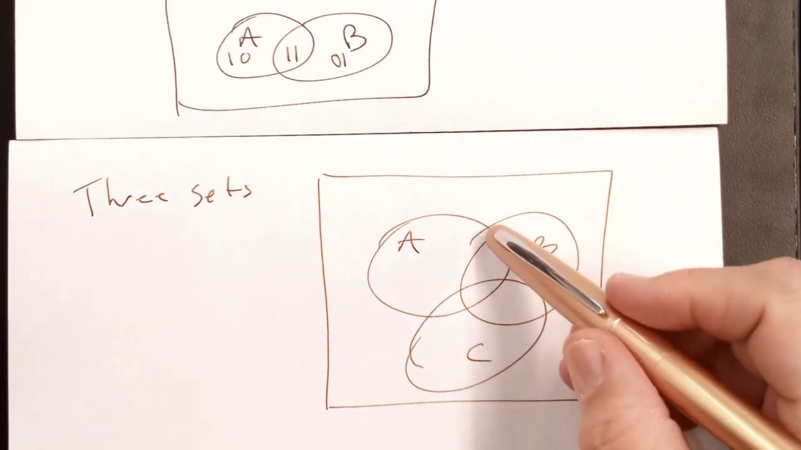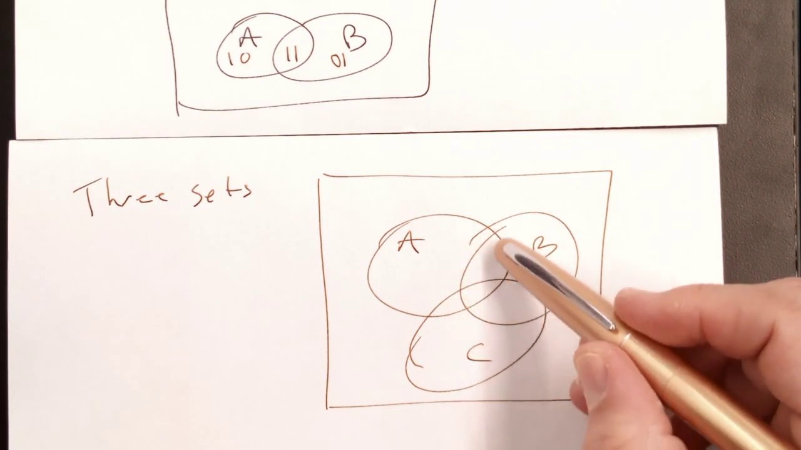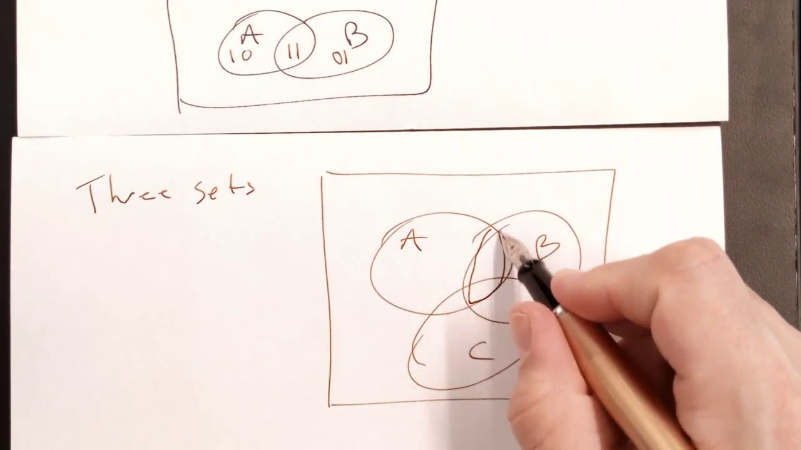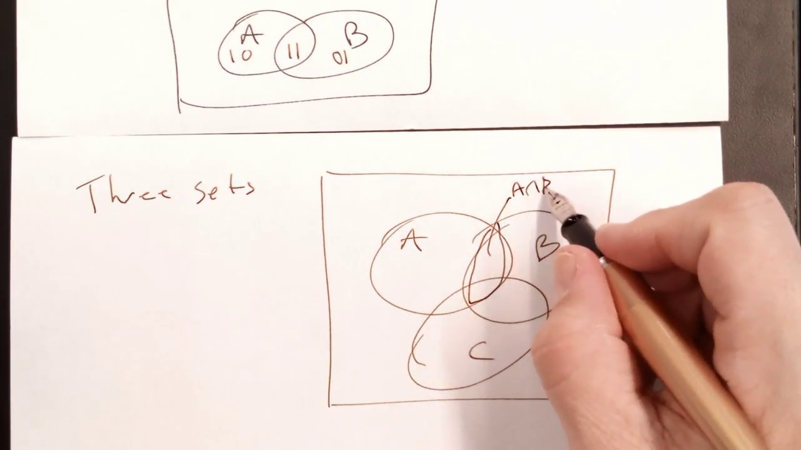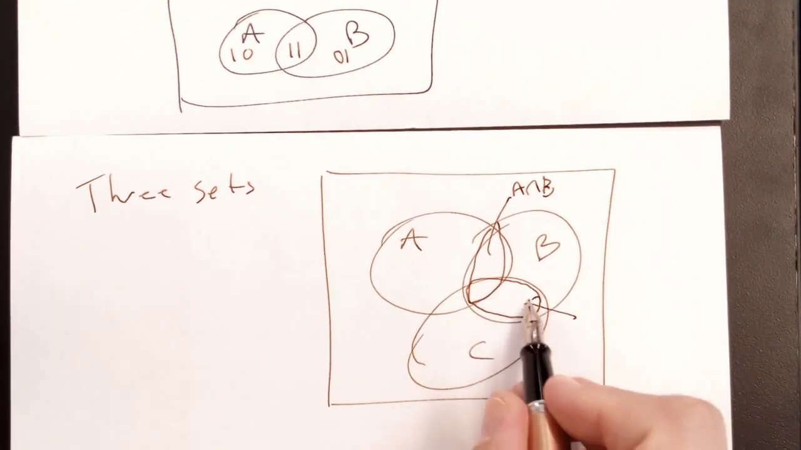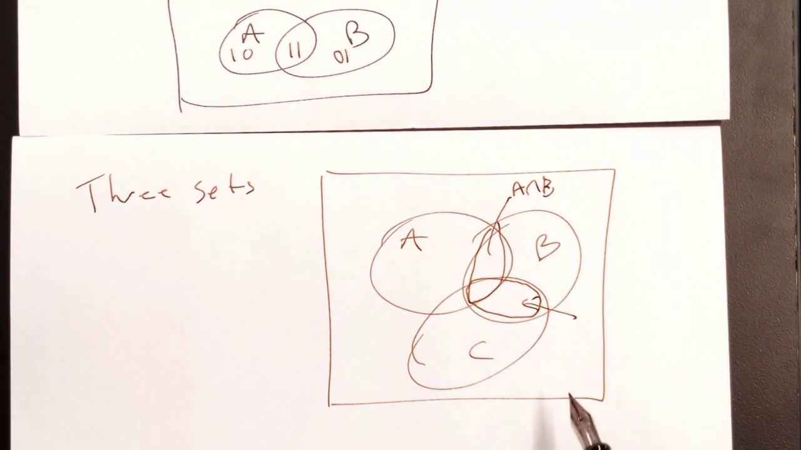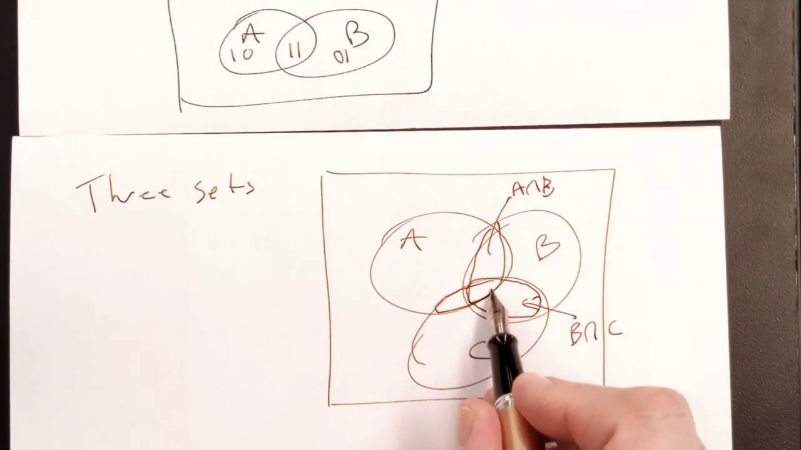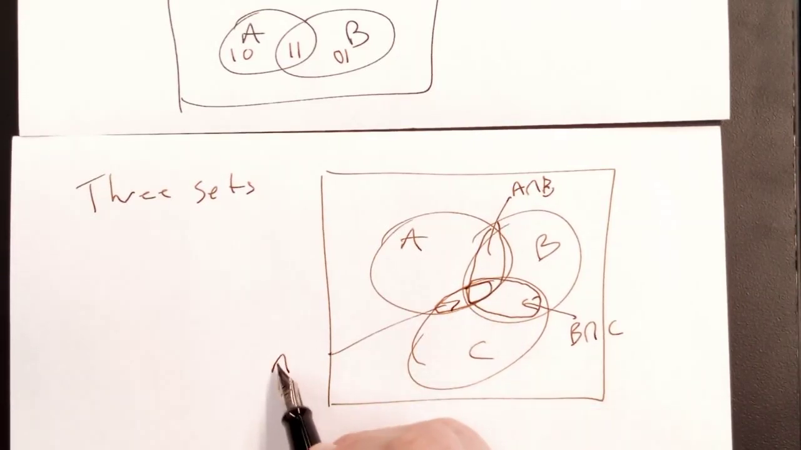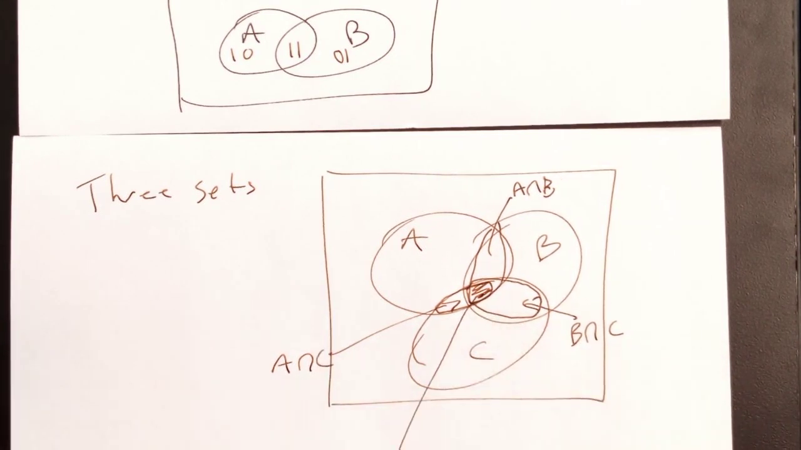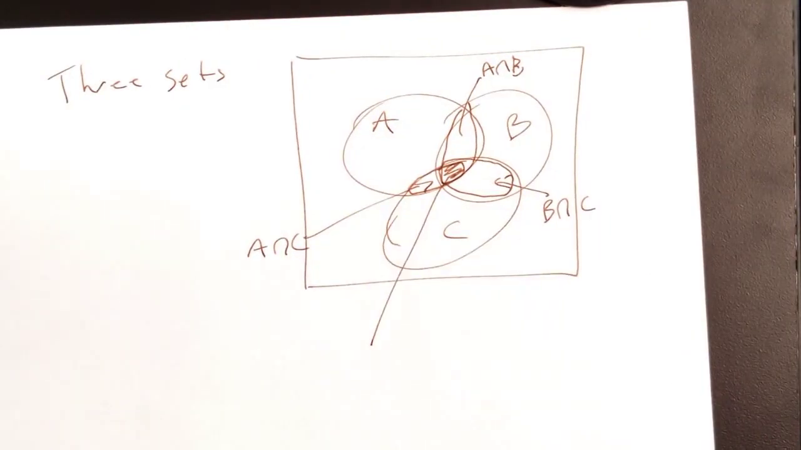Intersection. So A intersect B would be this lens shape right here. Yes? And this one, what's this one? C. And that means this one over here, that one is A intersect C. Yeah, what's that? Seth?